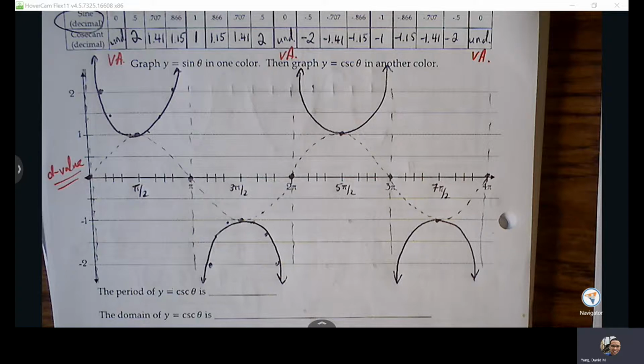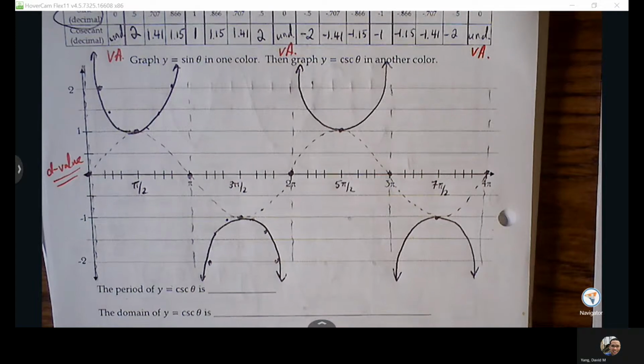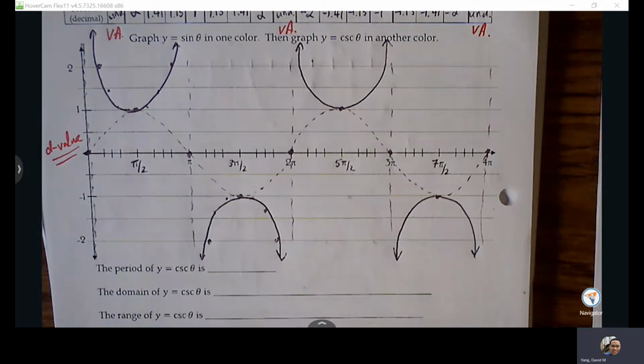So really, for these graphs, we're going to spend most of our efforts graphing the sine or cosine, and at the very end, we'll build in what we're really after, which is cosecant, or we're going to see secant on the other page. All right, any questions so far? Okay, let's see if we can answer some of these questions here.